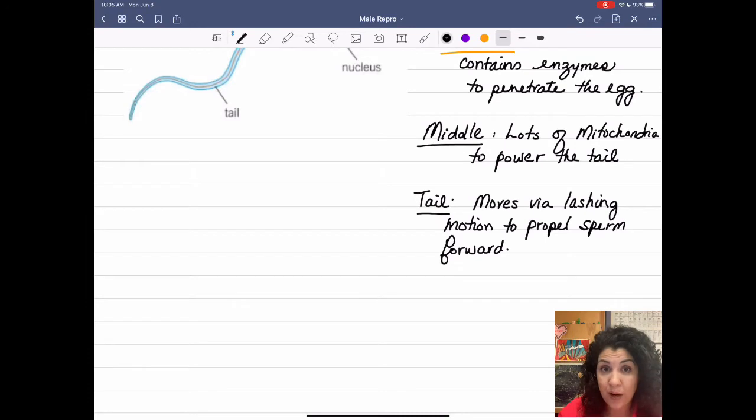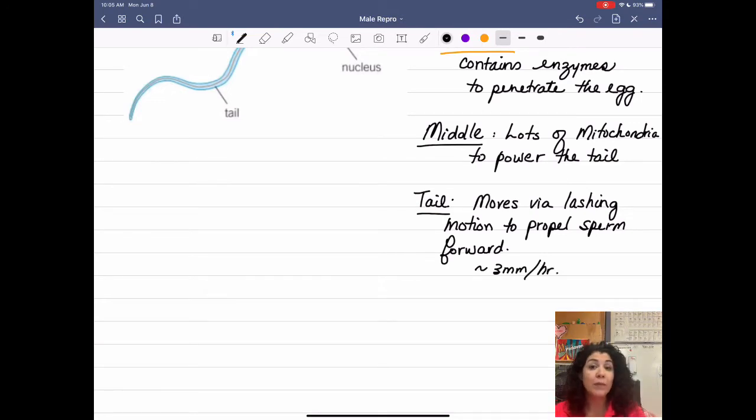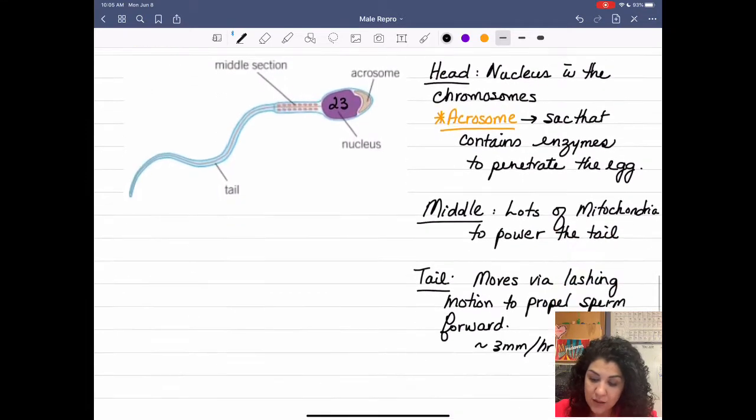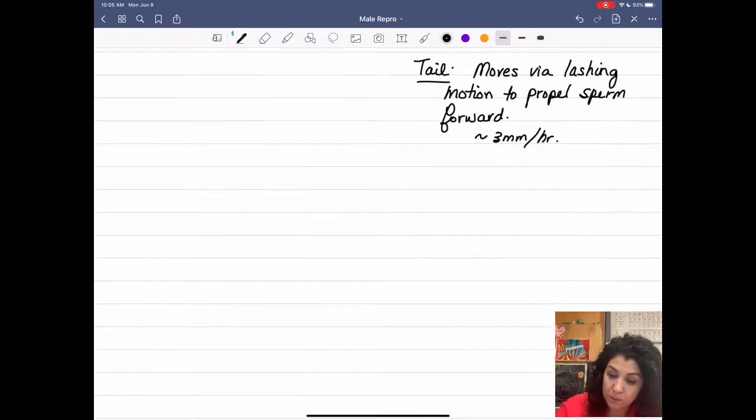At a neck-breaking speed of 3 millimeters per hour. That's how fast sperm travels. And again, it's not just necessary that the sperm can swim. It has to have a particular pattern of swimming. It has to swim straight. If it starts to swim in circles or sideways, then it can have a difficult time making it through the female reproductive system. We have to have sort of a sperm that can travel in a straight line. Okay, so that's the structure of sperm.